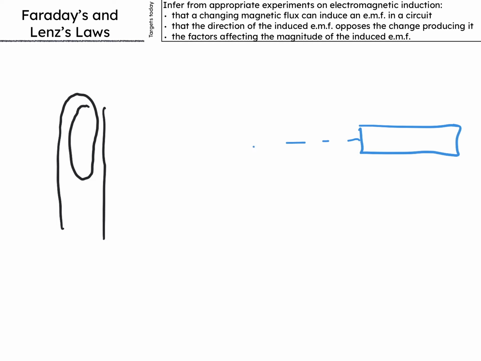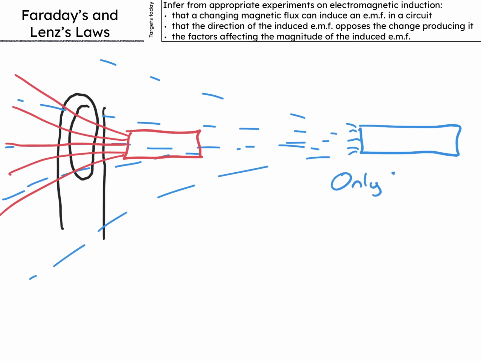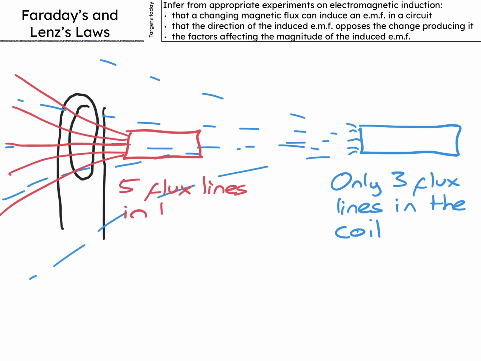Right, so magnetic induction. Bringing a magnet towards a coil induces an EMF in the coil. This is because bringing the magnet in changes the magnetic field inside the coil. When the magnet is far away like this, the magnetic flux inside the coil is small, only 3 lines in my drawing. When the magnet is close, there are more flux lines inside. We say that the magnetic flux linkage has increased.